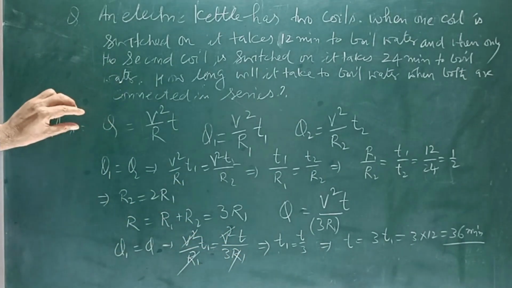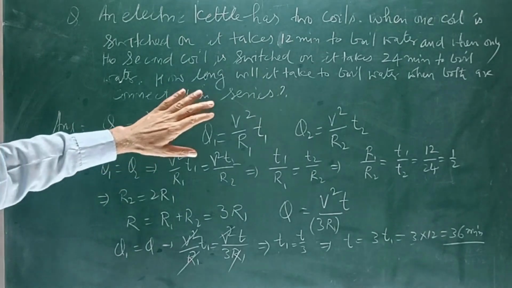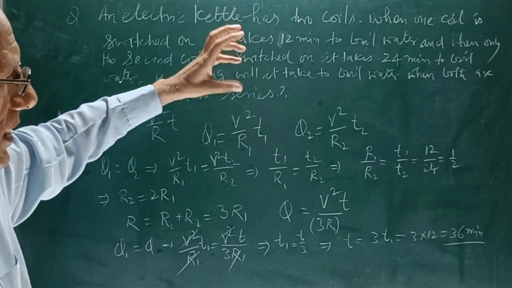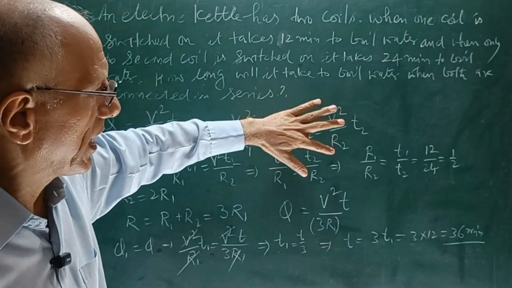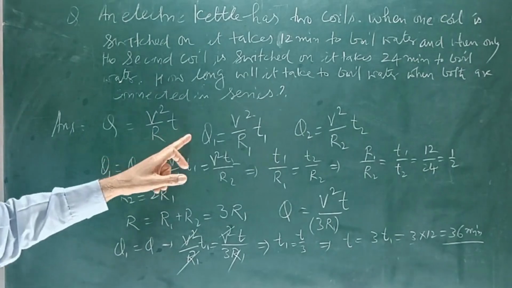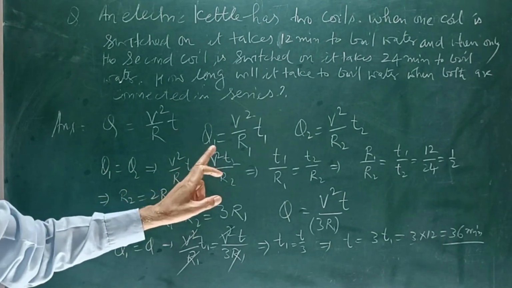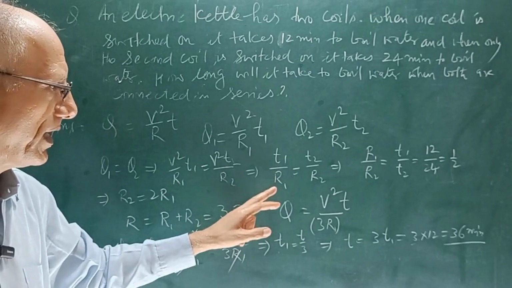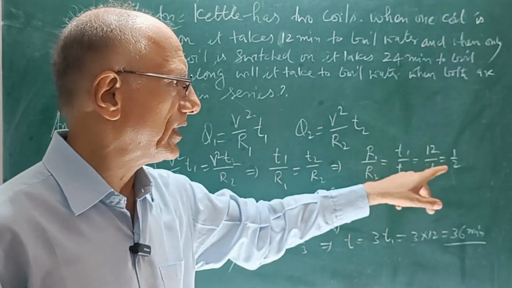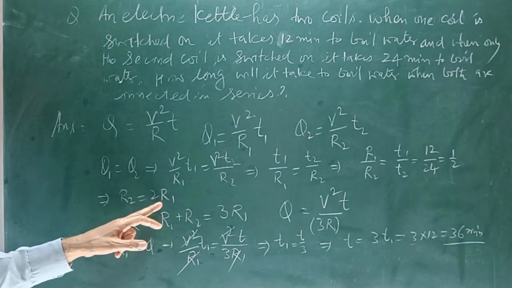So here I'll just repeat: the heat generated is equal to V square by R into T. In the first coil, V square by R1 into T1. This is the heat generated by the first coil, and the second coil is V square by R2 into T2. Since the same water is being boiled, Q1 is equal to Q2. So V square T1 upon R1 is equal to V square T2 upon R2. That gives T1 by R1 equals T2 by R2. So R1 by R2 equals T1 by T2, that is 12 by 24, that is half. That means R2 equals 2R1.